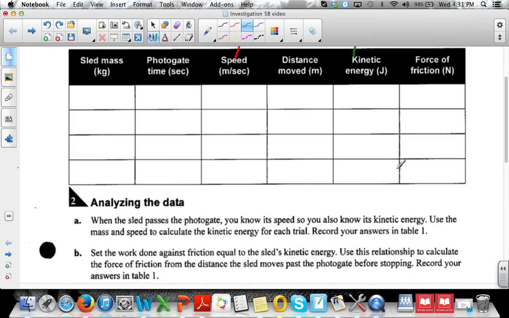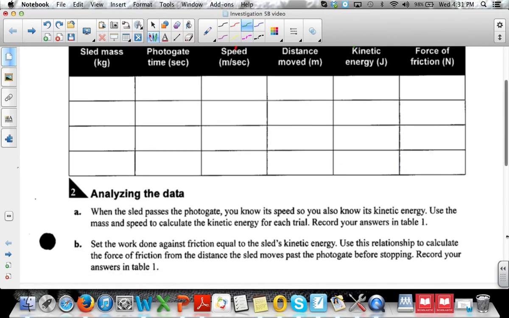Then we've got the force of friction. This is again another formula we don't know yet. So let me go over this one. So again, EK, kinetic energy, it equals force times distance. So kinetic energy equals the force of friction, that's F, times the distance. And the distance moved is a column right there, so you have that. And once you've calculated kinetic energy, you've got EK, and all you have to do is calculate F. Okay, so that is all of section 2.